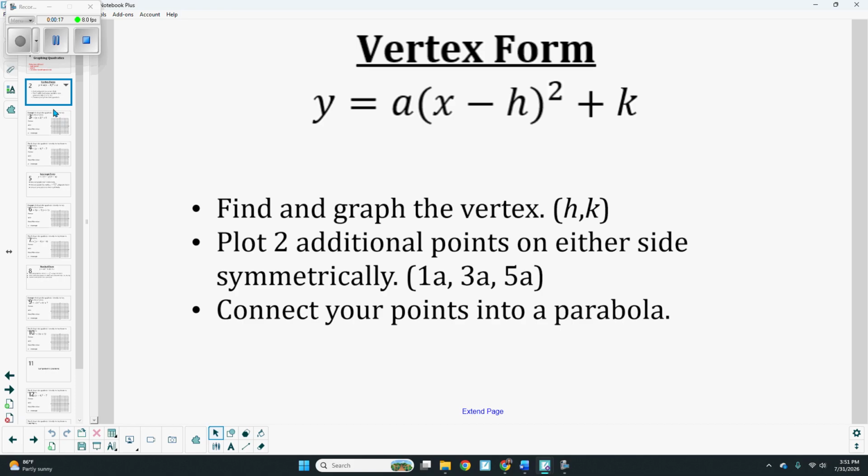And it says 1a, 3a, 5a. And what that means is we're going to take whatever the a value was and multiply it by the 1, 3, and 5. And that's how many up and down we're going to go. We're always going to go over 1, but we're going to go up or down 1a, 3a, and 5a. And then we're going to connect our points into a parabola.